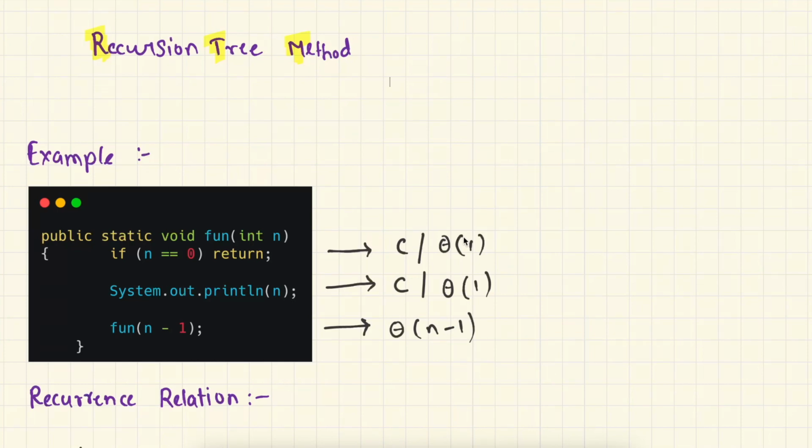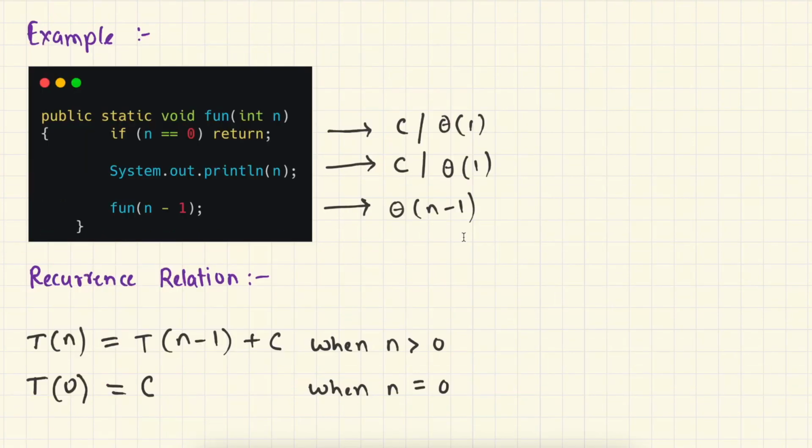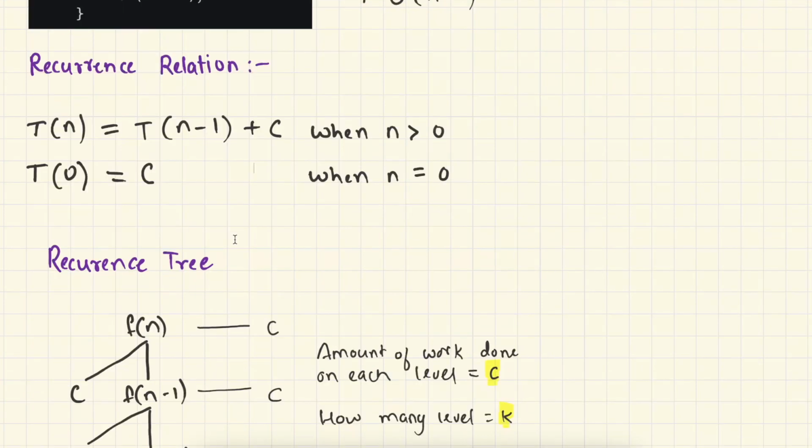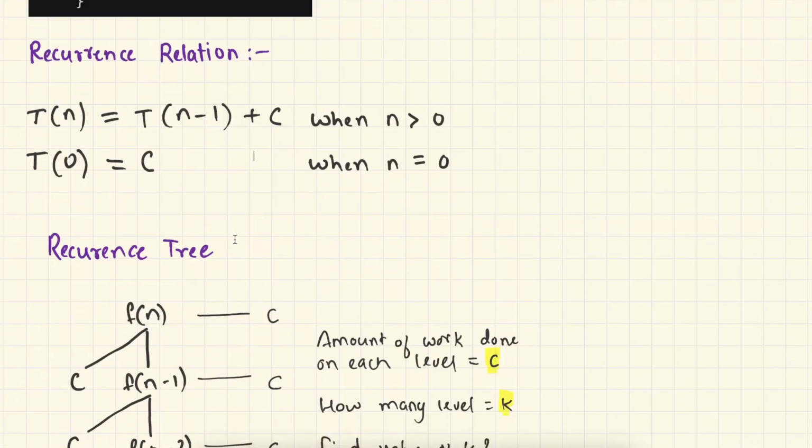In the previous video we saw how to write a recurrence relation of a recursive function, and in this video we are going to see how to solve a recurrence relation using the recursion tree method. So let's get started. This is the same example we used in our previous video. The recurrence relation of this recursive function is T(n) = T(n-1) + c. With the help of this recurrence relation, let's first try to construct the recurrence tree.